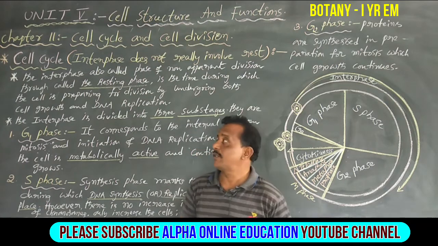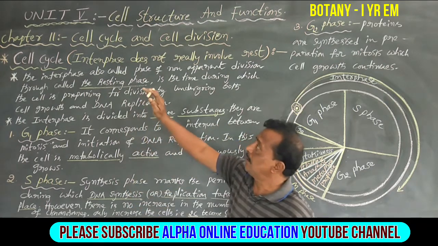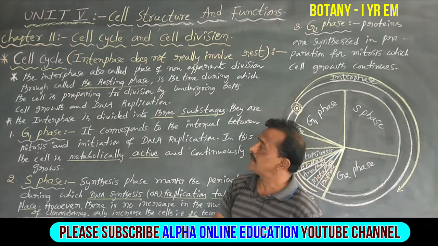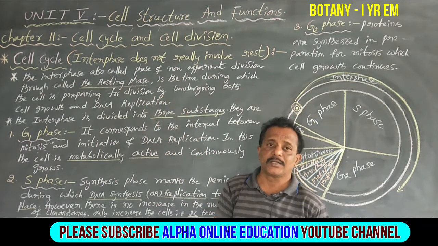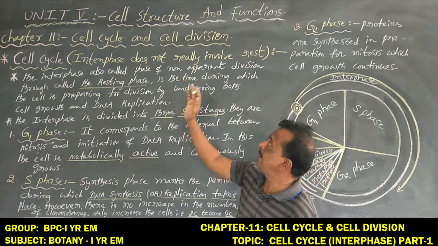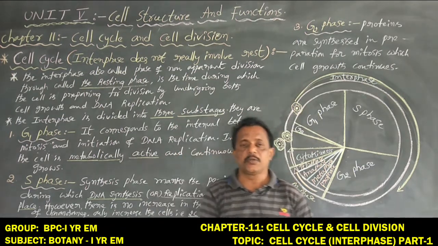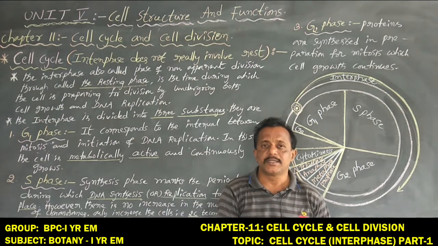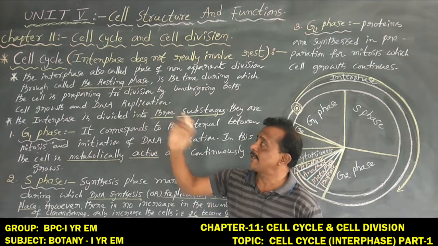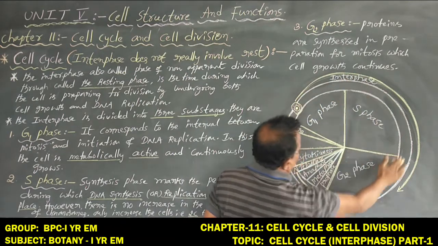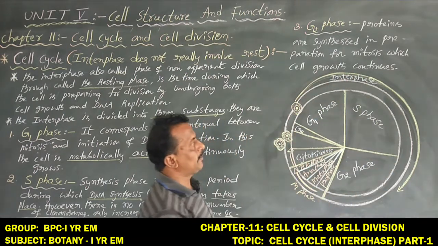Today we will discuss Unit 5, Cell Structure and Functions, Chapter 11, Cell Cycle and Cell Division. From today onwards, we will discuss the cell cycle. Dear students, this is a plant cell cycle.